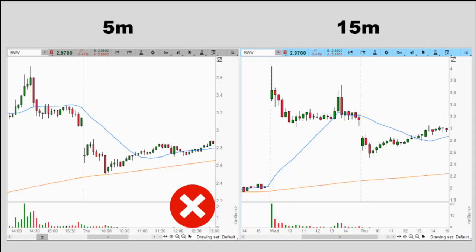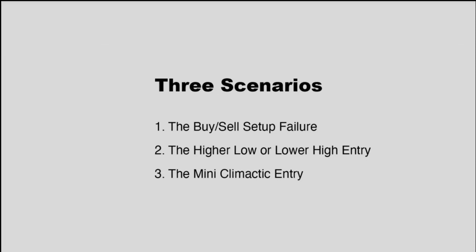So what I really want to get into today is what to do about these conflicting timeframes and how we can still trade them. Because if you have time frame alignment, you're good to go. There's nothing much else to really discuss. It's the ones with the discrepancies that we need to know how to get around, right? So there are 3 scenarios we can look for to still trade setups with conflicting timeframes. The first is to look for a buy setup or sell setup failure, depending on which direction you're trying to play. Second is the higher low or lower high entry. And the third is the mini climactic entry. Let's go over these one by one.